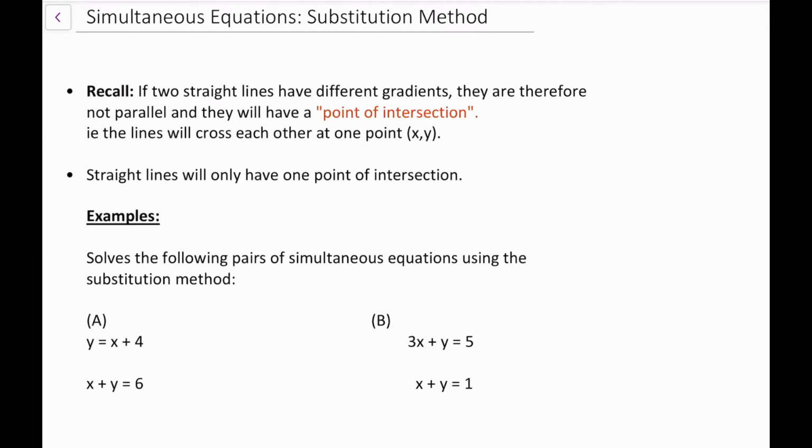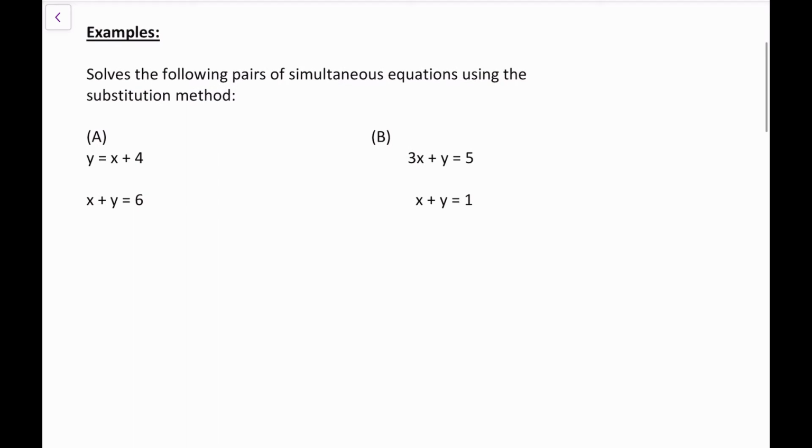Hello, today we're going to have a look at solving simultaneous equations by using the substitution method. Now let's recall that if two straight lines have different gradients, they are therefore not parallel and they will have a point of intersection. Today we're going to be specifically looking at linear relationships, so straight lines. So straight lines will only have one point of intersection. Okay, let's have a look at some examples.